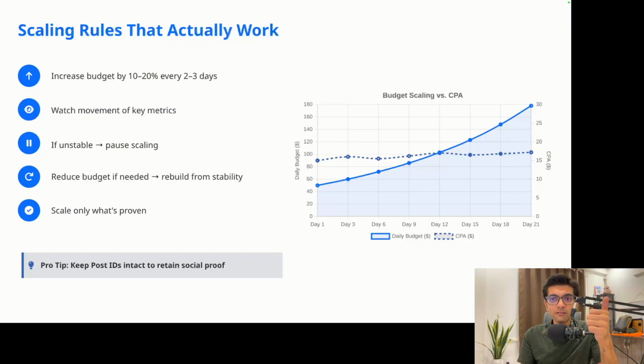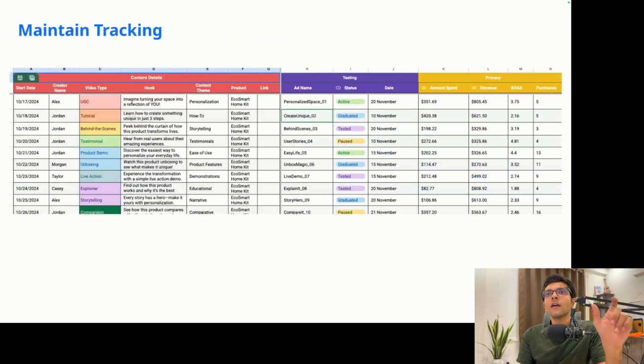And then this is a pro tip: whenever you are graduating the creatives either to non-performing or scaling campaign, keep the post IDs same as the testing creatives. That's where your data is held in terms of the creative performance, your social proof, everything. So take that post ID and then use that as an existing post in your scaling campaign, right?